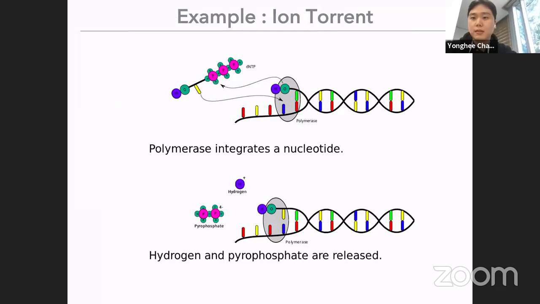Lastly, I'd like to introduce an example of the usage of BioFET in the field of NGS, next generation sequencing. The mechanism is pretty simple. When polymerase integrates a nucleotide like this, it releases hydrogen and pyrophosphate. As it releases hydrogen, which has positive polarity, we can simply sense it as an electrical signal.